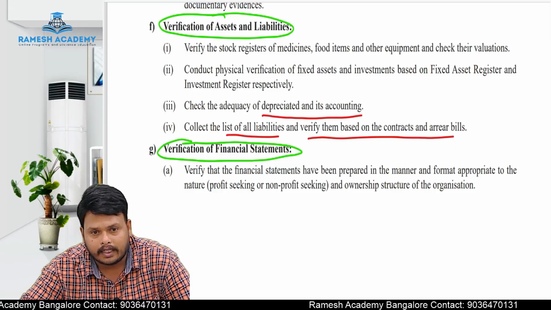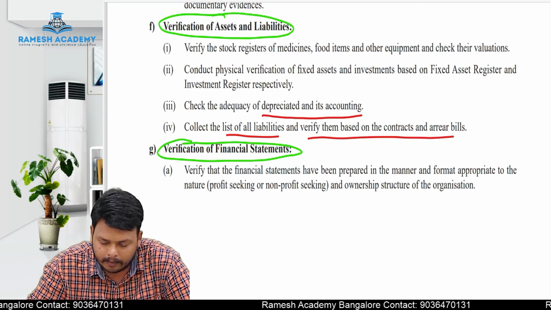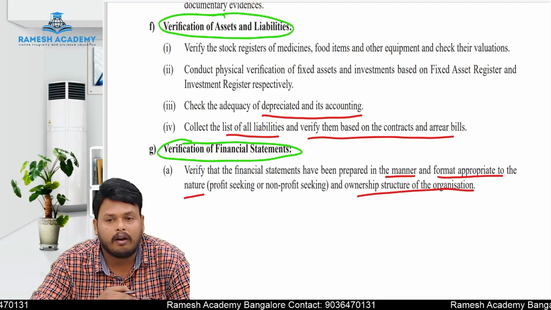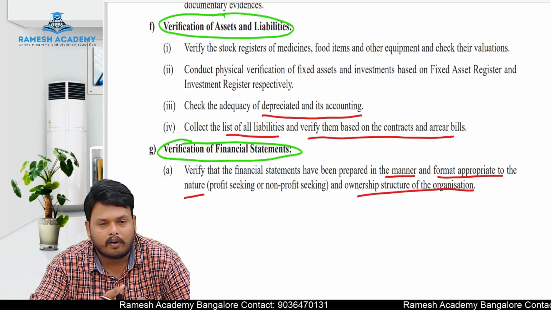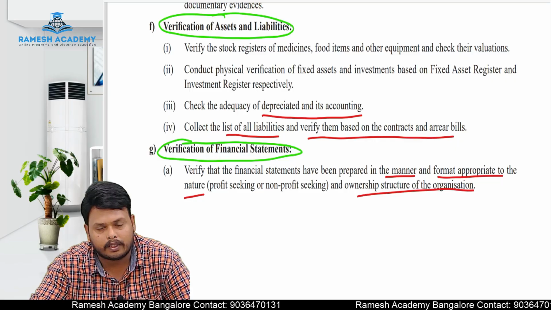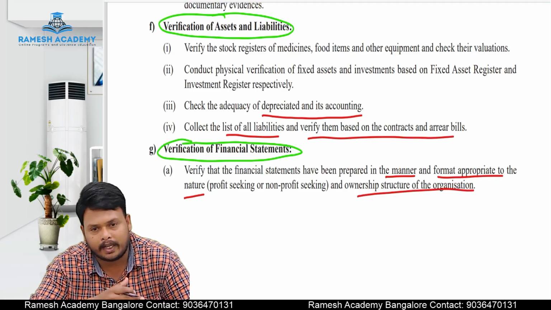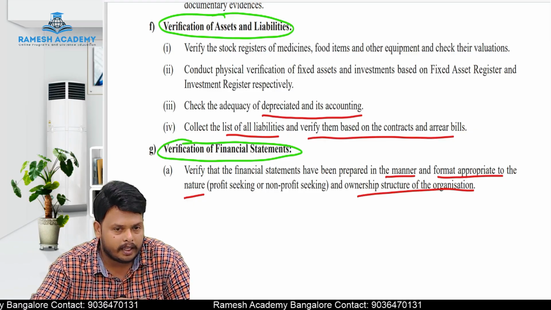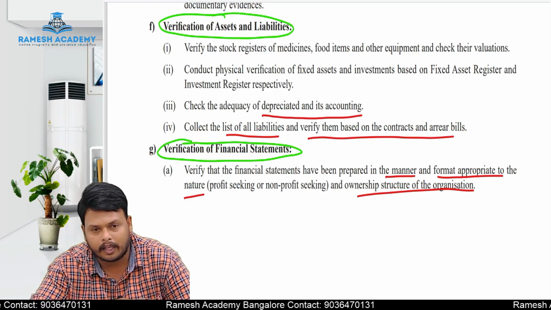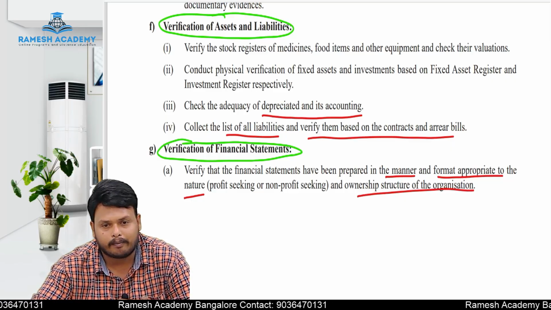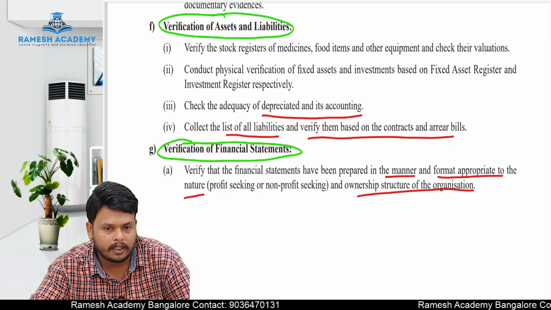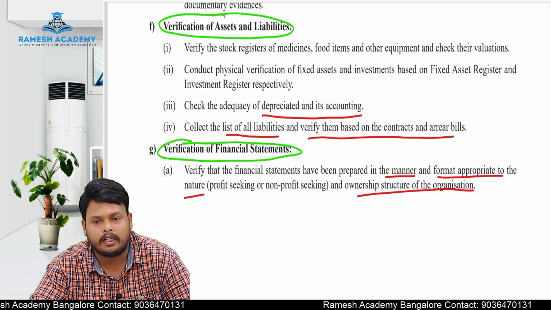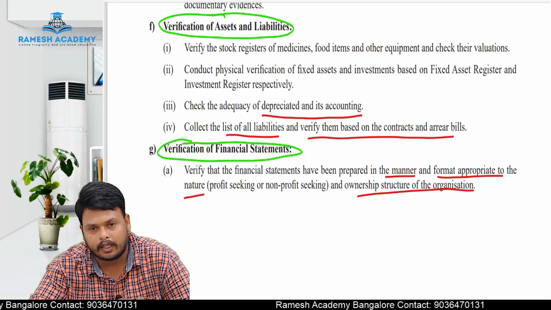The last one is verification of financial statements. The auditor has to verify that financial statements are prepared in the manner and format appropriate to the nature and the ownership structure of the organization. Why? Because the financial statements of a government hospital will be different, because it is purely an NPO service. So they will prepare a receipts and payments account or an income and expenditure account. In the case of profit seeking organizations like private limited or public limited companies, they will be covered under the Companies Act 2013. Then they have to maintain their books of account and prepare their financial statements on the basis of Schedule 3 Part 1 and Part 2 of the Companies Act 2013. So this is how, based on the nature and structure of the organization, the auditor has to verify the books of accounts and financial statements and comment upon them.